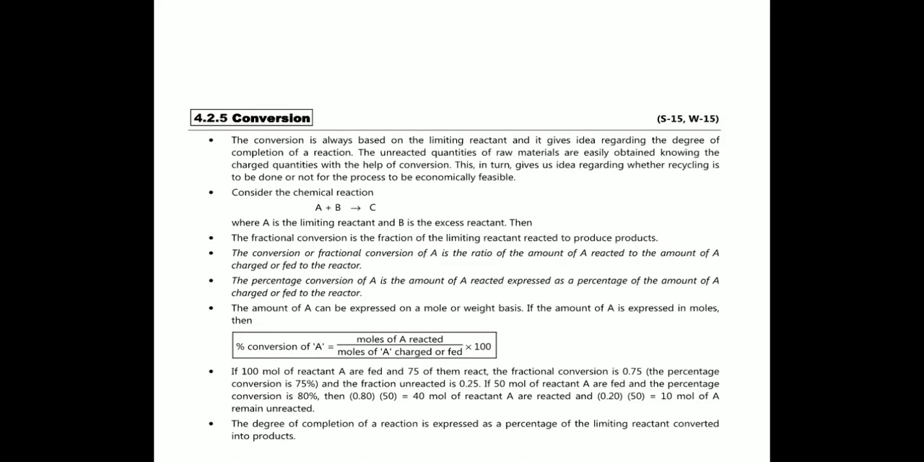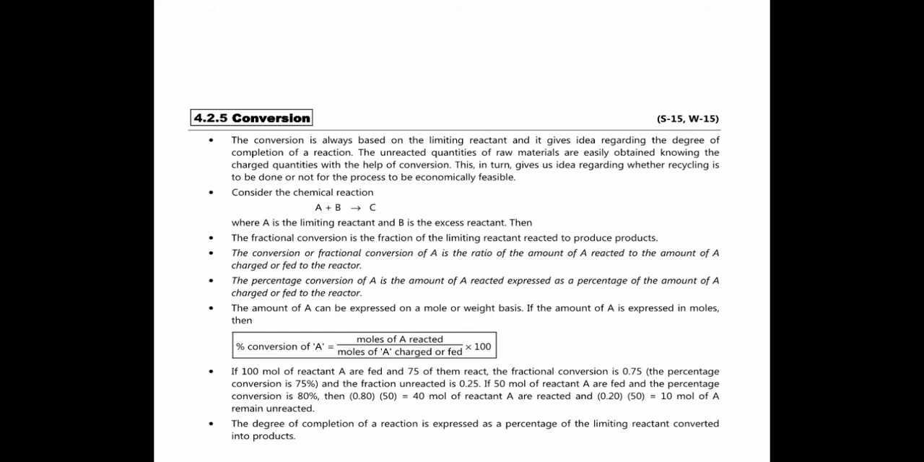Then the next term is conversion. Conversion is always based on the limiting reactant, and it gives an idea regarding the degree of completion of the reaction. The unreacted quantities of raw material are easily obtained by knowing the charged quantities with the help of conversion.